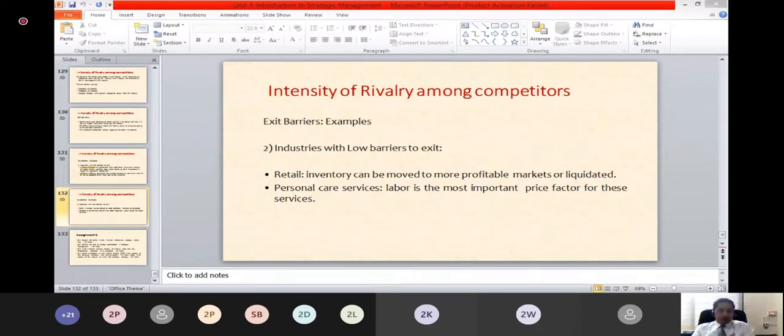You can even take the example of personal care services. Labor is the most important price factor for these industries. So for any personal care services you may take, maybe a salon or the hotel industry, or any industry wherein labor is an important factor, that industry is also very easy to exit. So these are a few examples wherein there is very little barrier for exit.